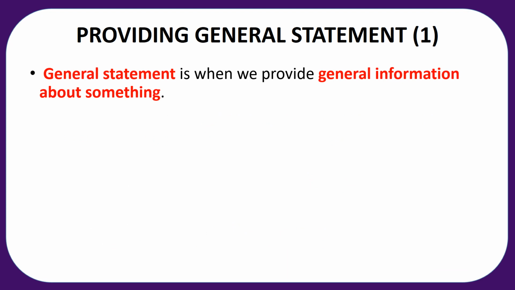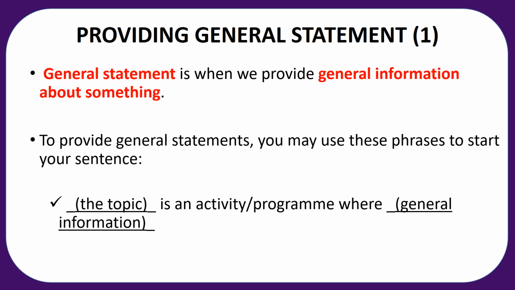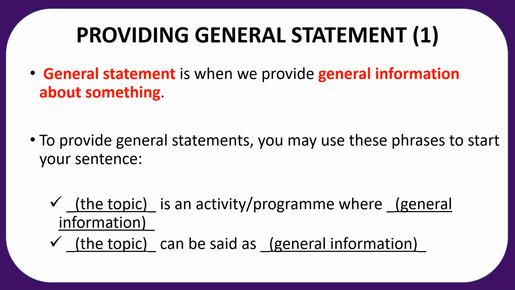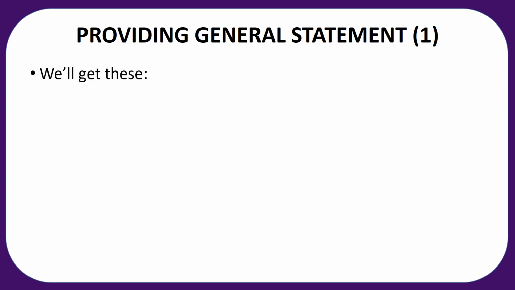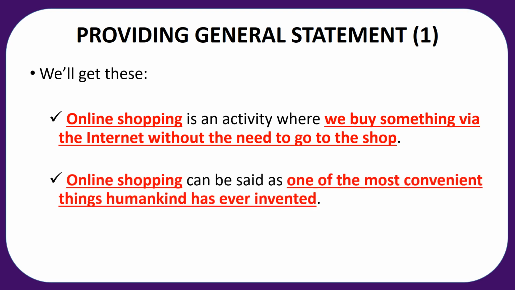And the final option is providing a general statement. A general statement is when we provide general information about something. To provide general statements, these phrases are very helpful: the topic is an activity or program where, and then you give the general information. Or the topic can be said as, and then you give the general information. Let's look at the example. We will get this: online shopping is an activity where we buy something via the internet without the need to go to the shop.